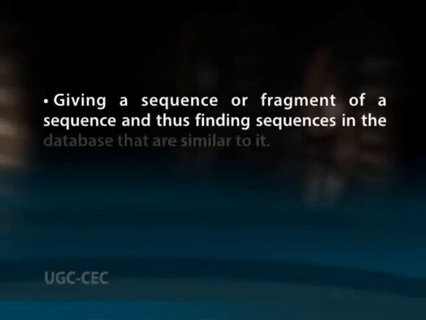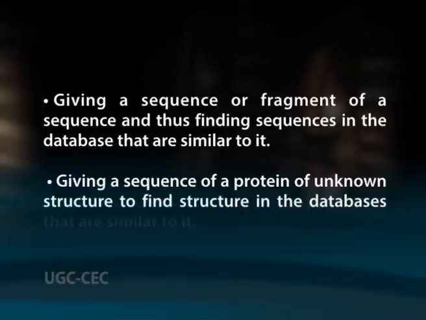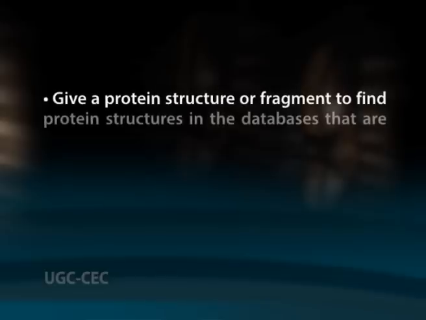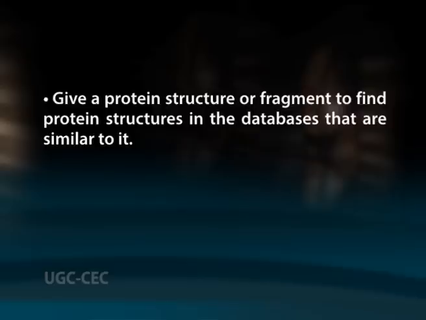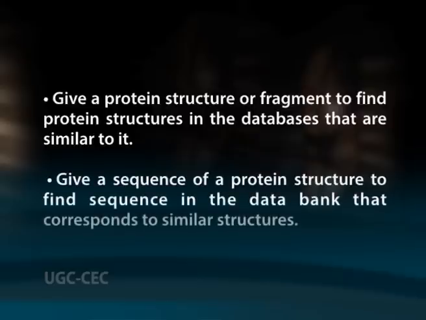A database can be queried in different possible ways, such as giving a sequence or fragment of a sequence and thus finding sequences in the database that are similar to it; giving a sequence of a protein of unknown structure to find structures in the databases that are similar to it; giving a protein structure or fragment to find protein structures in the databases that are similar to it; or giving a sequence of a protein structure to find sequences in the data bank that correspond to similar structures.